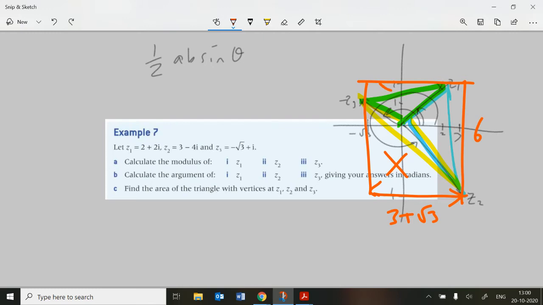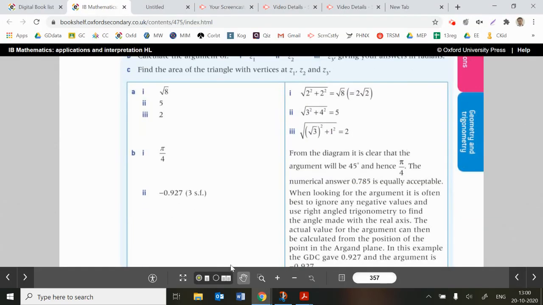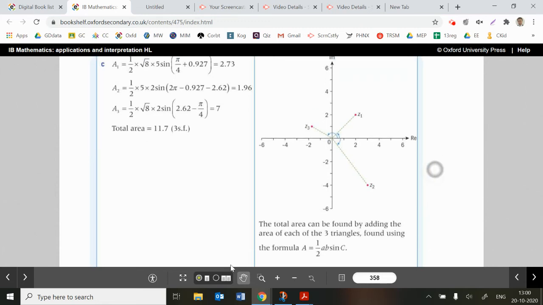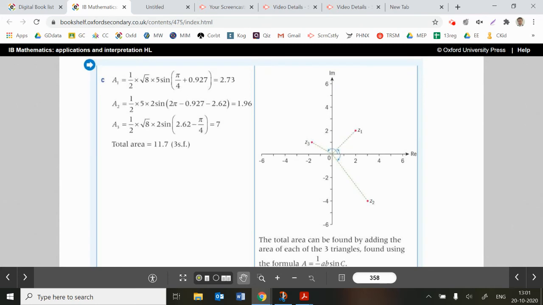Okay, so let's have a look at their answers that they're getting from the book for this one. So on the next page, they've done it in the way in which they're saying, well, let's split it into 3 triangles going into the center, into the origin here, as in the first explanation there. And obviously there's a lot of working out to do, and you're getting the total area of 11.7.